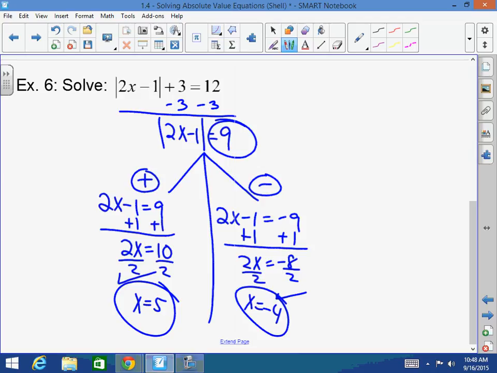If one of the other ones does not work, that's when you put extraneous. Like on the test, your answer would be this: x equals 5, comma, negative 4. Or you can leave them separately like this. And if one of them doesn't work, you write extraneous next to it.